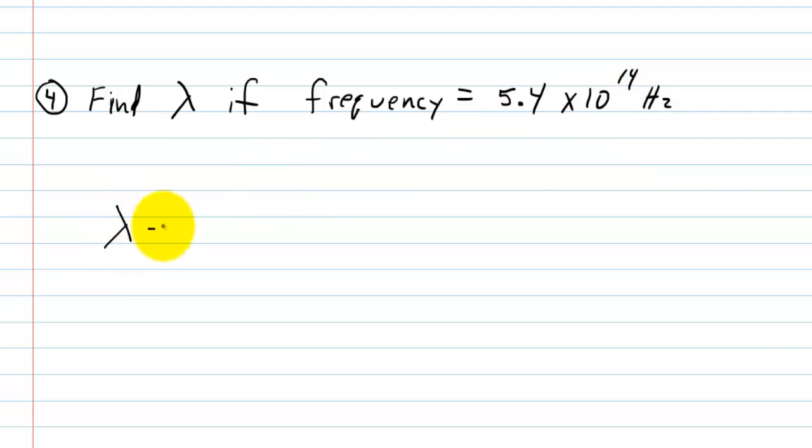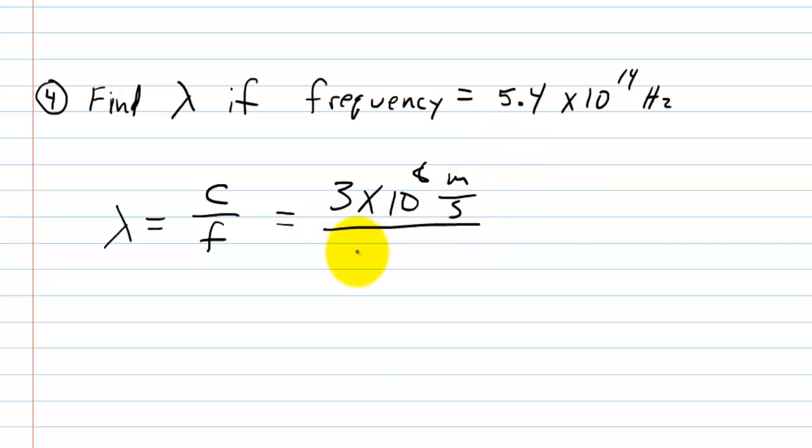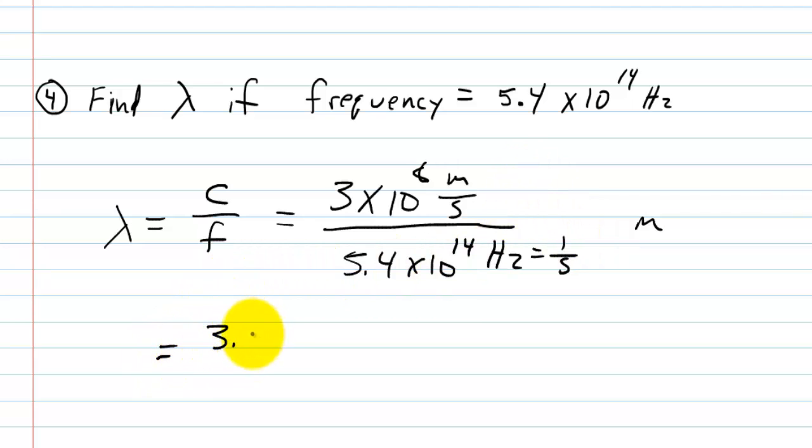So again, we know that lambda is equal to the speed of light divided by frequency. You're going to pop in the speed of light, which is 3 times 10 to the 8 meters per second, all over 5.4 times 10 to the 14 hertz. We already know that hertz is 1 over seconds. We know that meters over seconds divided by 1 over seconds is the same thing as just meters, because we worked that on the previous one. So here we have 3 times 10 to the 8 divided by 5.4 times 10 to the 14 in meters.